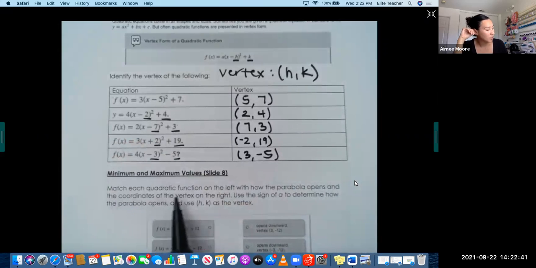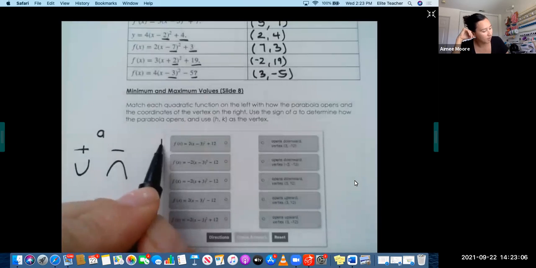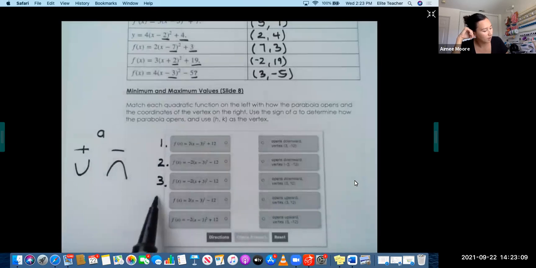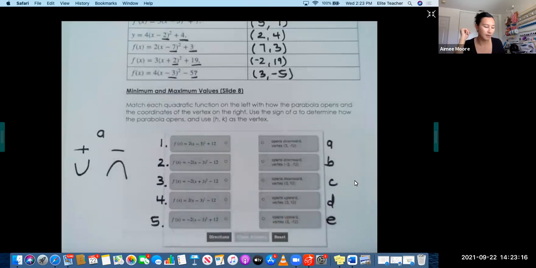Okay, next we're going to match each quadratic function on the left with how the parabola opens and the coordinates of the vertex on the right. Use the sign of a to determine how the parabola opens and use (h, k) as the vertex. Remember, when a is positive, we know it opens up. When a is negative, we know it opens down. So go ahead and number these 1, 2, 3, 4, and 5, and then A, B, C, D, E.